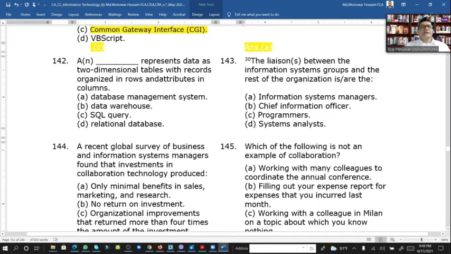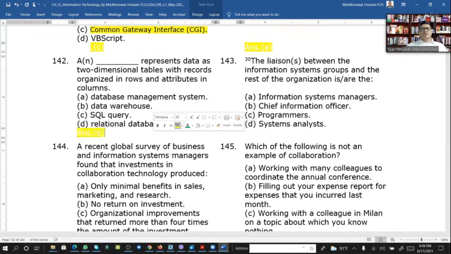Represent data as a two-dimensional table with records organized in rows and attributes in the columns. What would be the answer? SQL? Okay. D. Relational database.